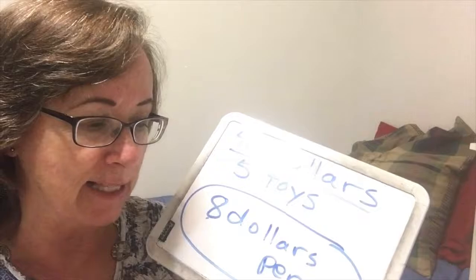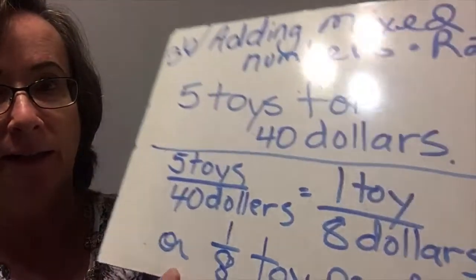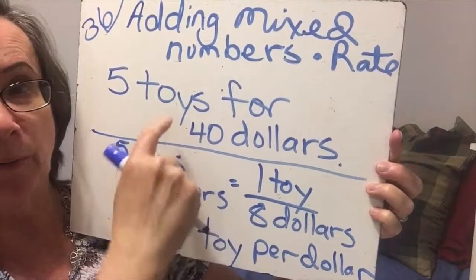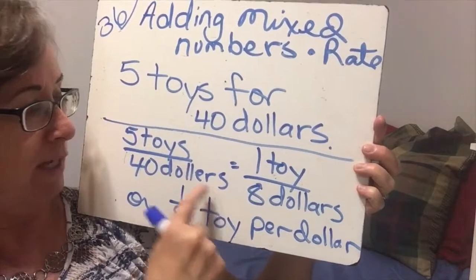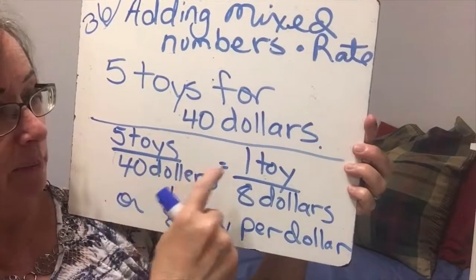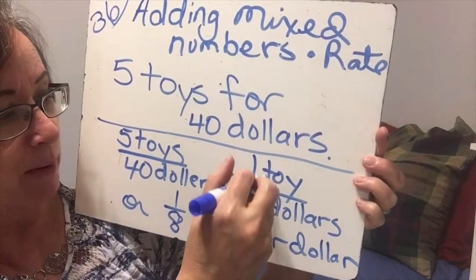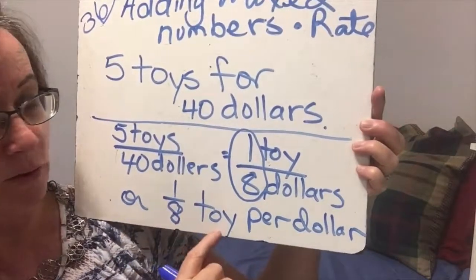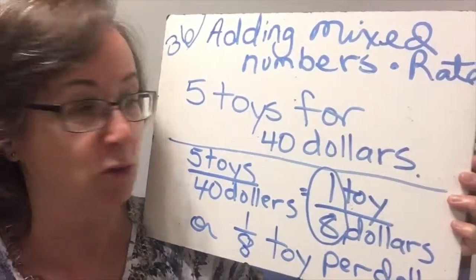And then part B says, what was the rate in toys per dollar? So go back to this board here, and toys per dollar would be the way it was written the first way, 5 toys per $40, which when I divide by 5 on the top and the bottom, I get 1 toy for $8. And then I can put these together and I get 1/8 toy per dollar. Now, nobody's going to buy 1/8 of a toy.